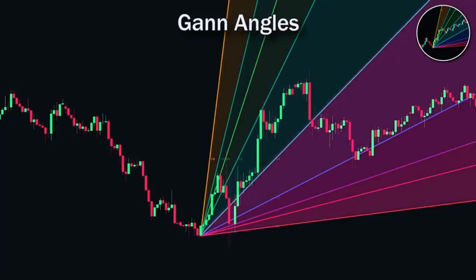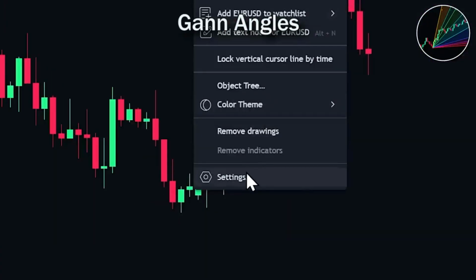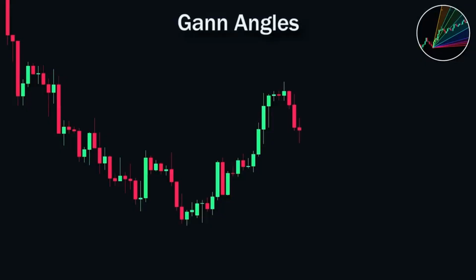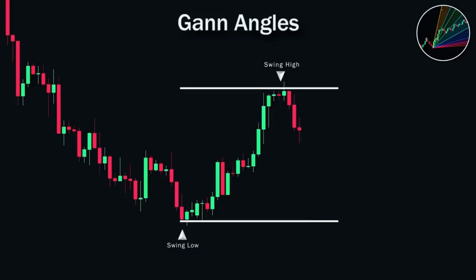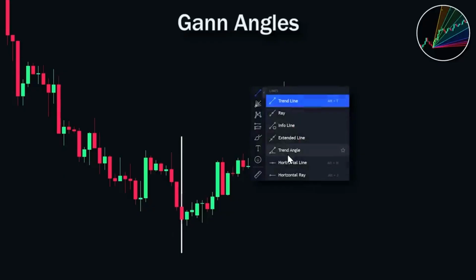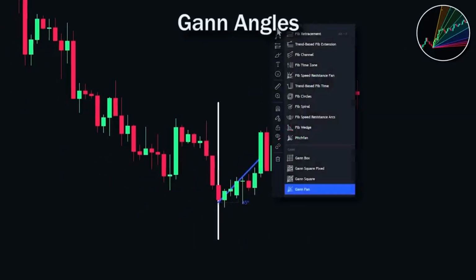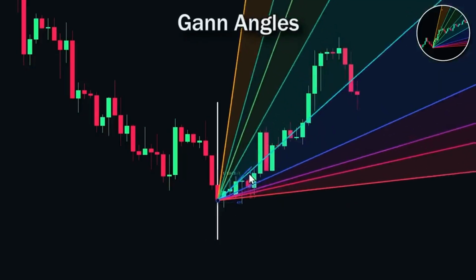To apply the Gann angles, first you go to Settings, then make sure to check the lock price to bar ratio. Next, identify a market range and mark the swing low and the swing high of that range. Then, draw a straight vertical line at the start of the range. After that, select the Trend Angle tool and measure 45 degrees. Then, use the Gann Fan tool and place it at the 45-degree angle.